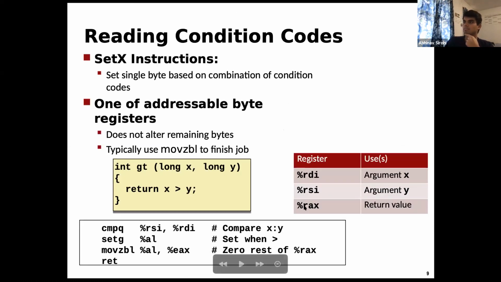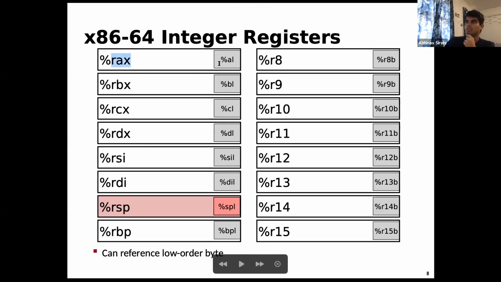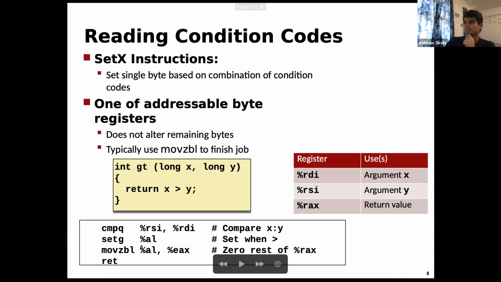So basically, what set does is it just sets the lowest order byte. So that's all we need to pass to it. So we saw that for RAX, the lowest order byte was AL. So we could see in this example code that AL is the input that it takes, and it'll set AL when RSI is greater than RDI.